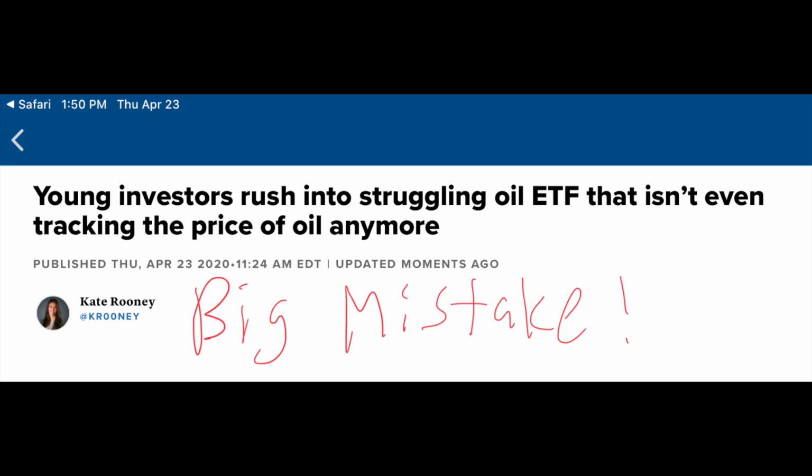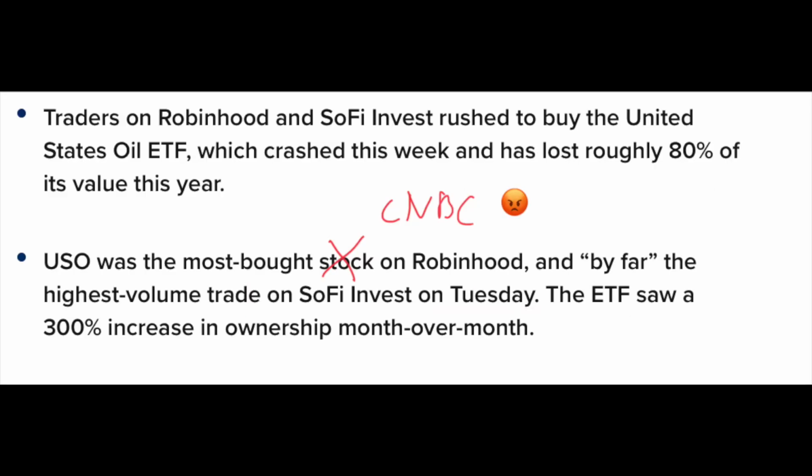And this is where so many people, I've seen several articles today, are getting caught up. "Young investors rush into struggling oil ETF that isn't even tracking the price of oil anymore." "Traders on Robinhood and SoFi Invest rush to buy United States oil ETF, USO, which crashed this week and has lost roughly 80% of its value this year."